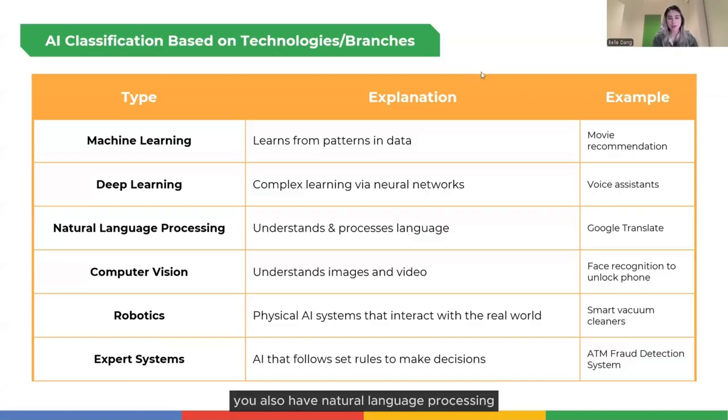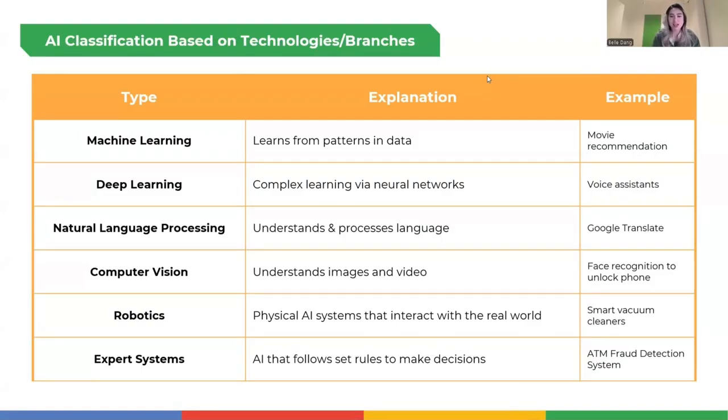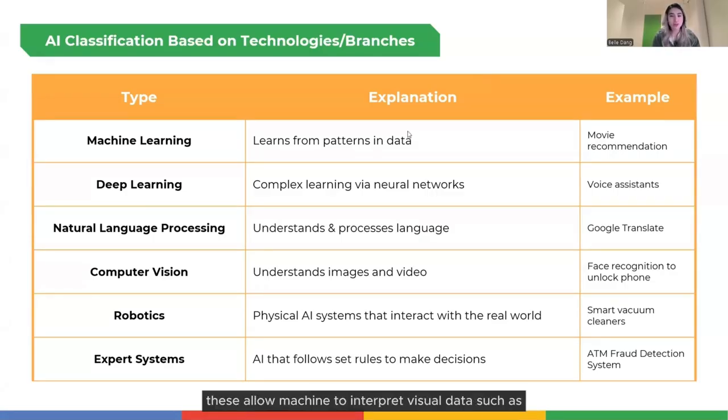You also have natural language processing, which is the base power of generative AI. These technologies enable computers to understand and generate human-like language. So as examples, Google Translate, but also GPTs. Computer vision allows machines to interpret visual data, such as images, or facial recognition for unlocking your phone.